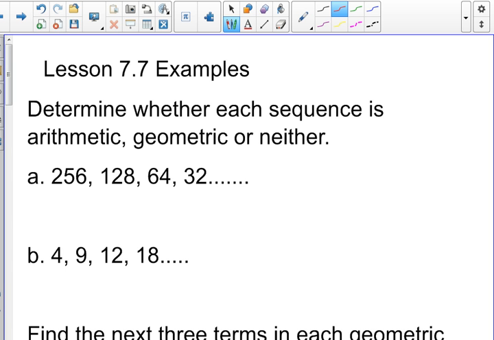Geometric, you find the common ratio. So you take the second term and divide by the first term. So 128 divided by 256 is 1/2. Then you do 64 divided by 128, and you get 1/2. And so therefore 32 is half of 64, so it's 1/2. So the common ratio is 1/2. So this is a geometric sequence.